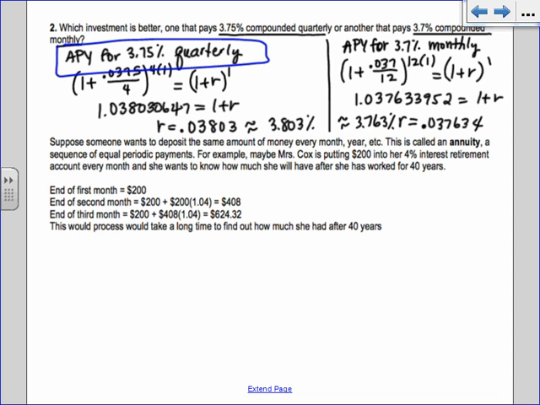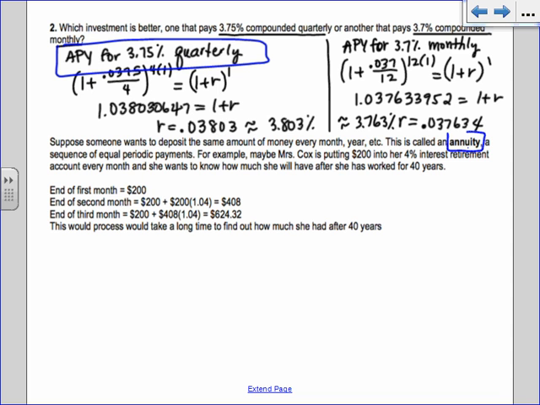So this is how 401ks or 403bs, these retirement accounts, work, okay? You're often taking something out of your paycheck and putting it in every single period. Suppose someone wants to deposit the same amount of money every month, every year, etc. In my case, it's every 2 weeks, but we'll say every month. This is called an annuity.